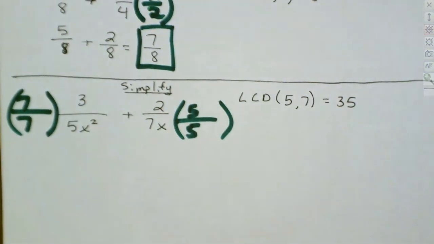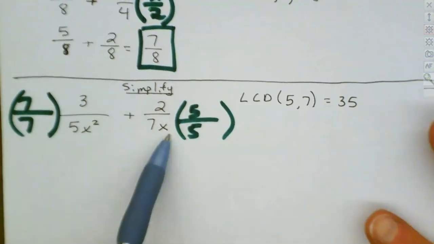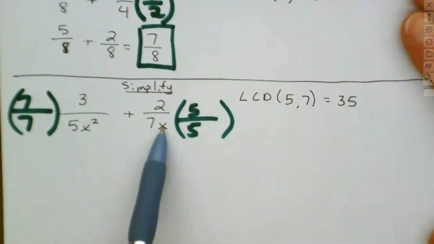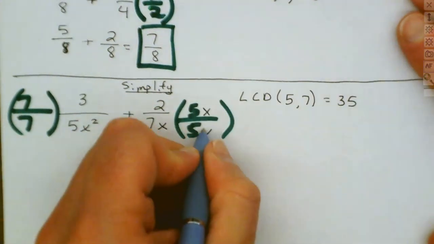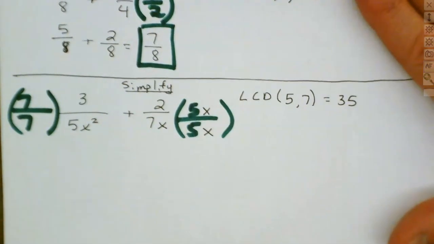Now, how do we handle the powers? Well, when we look at these powers of the x, we see we have an x what? Squared. That's our largest power. So this one is a 5x squared. This one just has an x. So we need to make sure that this one's an x squared. So we're going to multiply it by an x over x.